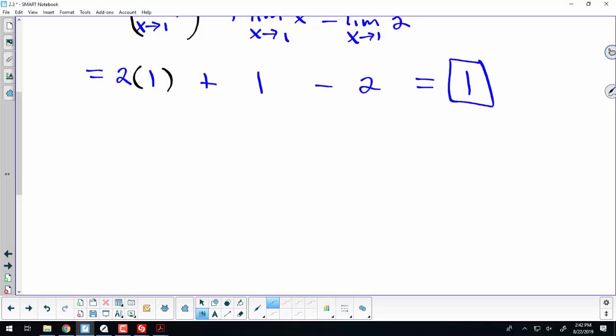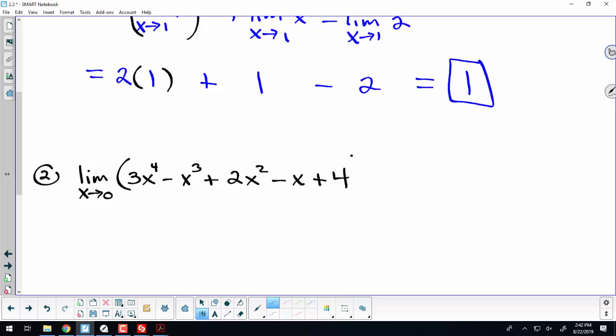So maybe, I don't know, maybe look at one more. If you were asked to compute the limit as x approaches 0 of 3x to the 4th minus x cubed plus 2x squared minus x plus 4, well, this is a polynomial. Instead of breaking this down with all of those limit laws, I'm just going to take that value that x is approaching and plug it into my function for x.